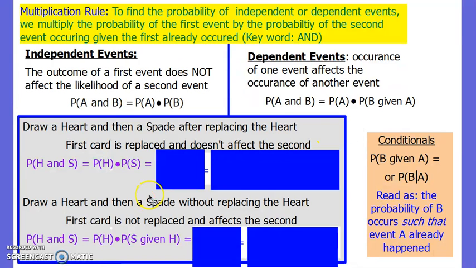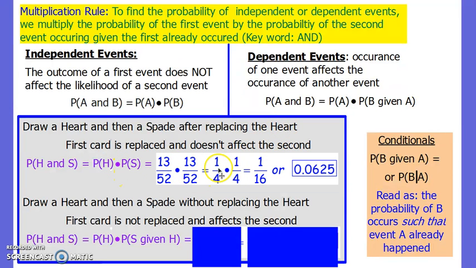And in that case, we can just say, well, the probability of drawing a heart is 13 out of 52, and the probability of drawing a spade, again, given that the heart is replaced, is still 13 out of 52. There are 13 spades and there are still 52 cards. So we just multiply those two events because that's the probability of one event happening and the other event happening. Again, that keyword being and. We're multiplying those two events, which means we'll get 1/4 times 1/4 is 1/16, and basically 0.0625 chance of drawing a heart and then a spade.